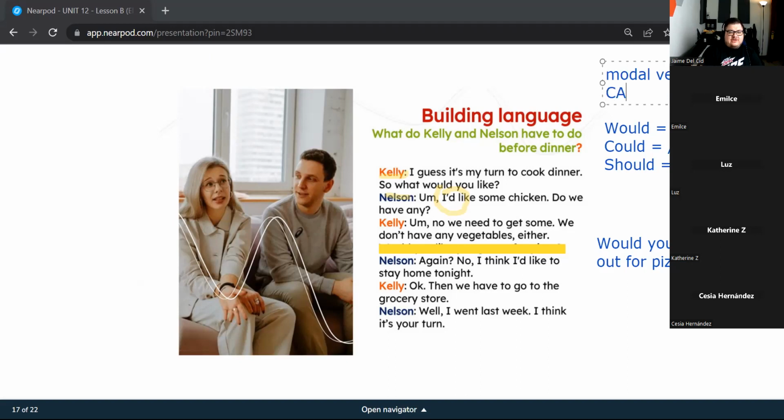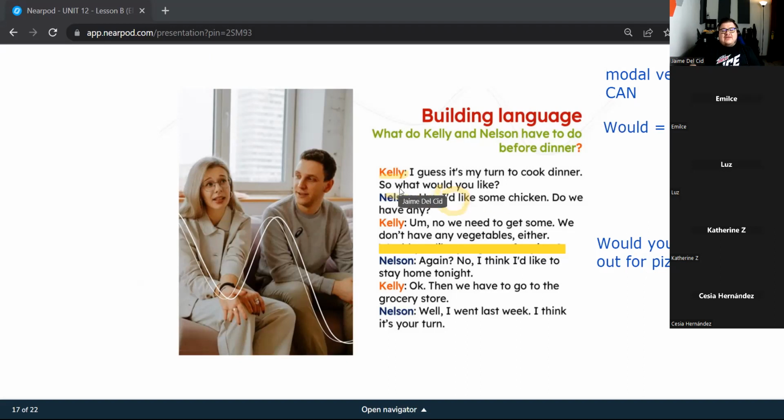Estos modal verbs son como verbos auxiliares y tienen cierta función en la oración. Solitos no funcionan, necesitan de otro verbo. Por ejemplo, en I'd like siempre está el verbo like. What would you like? Would you like to go out for pizza? Ahí está presente. No me voy a alargar en esto, solamente por si alguien había notado esa conexión. Estos entran en un mismo grupo. Se pronuncia would.